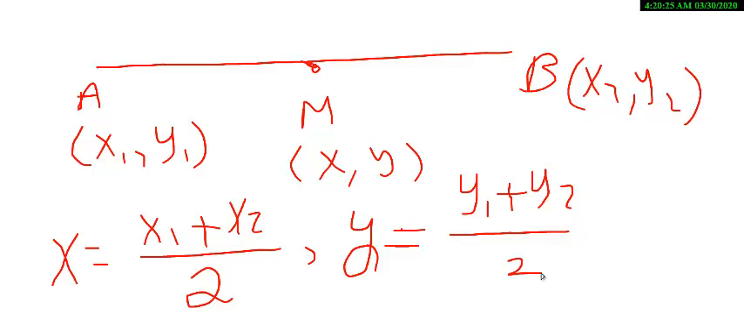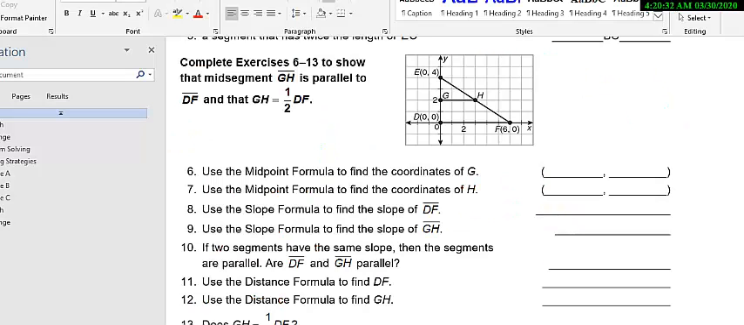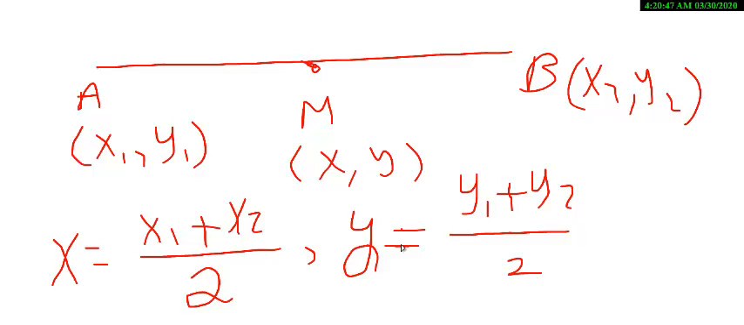We need to use this formula to find the coordinates related to the given figure. So I'm going to get back here. Question number 6, use the midpoint formula to find the coordinates of G. So I have to find the endpoints of the segment ED, which are 0, 4 and 0, 0. So I need to find the G coordinates.